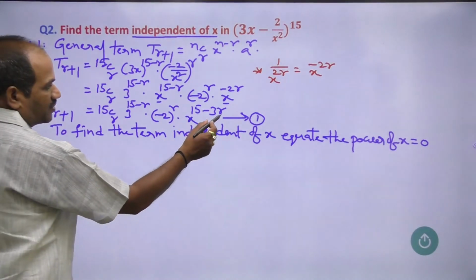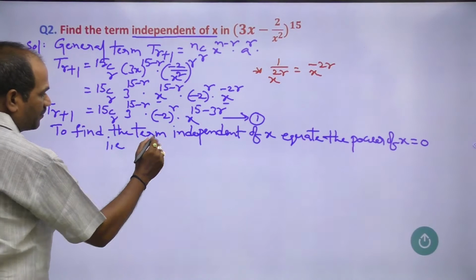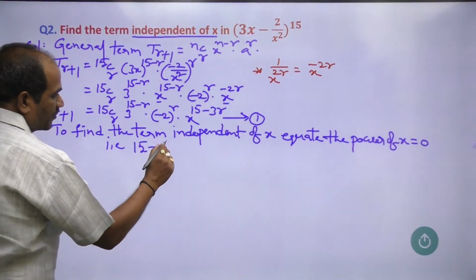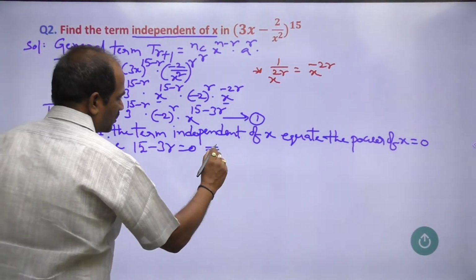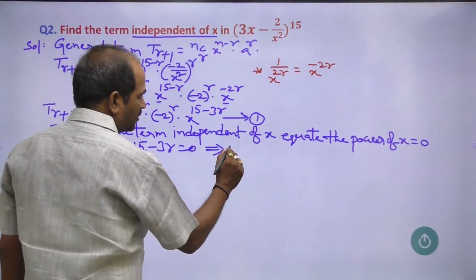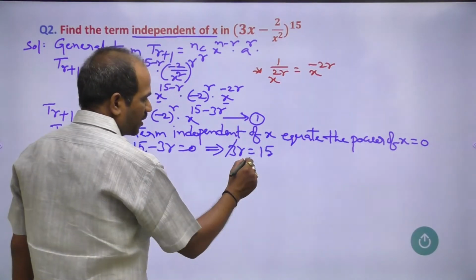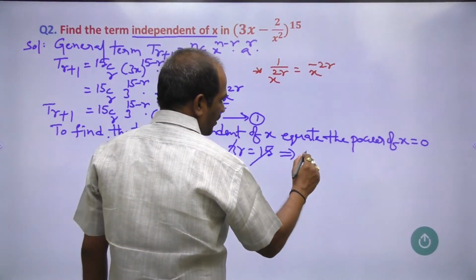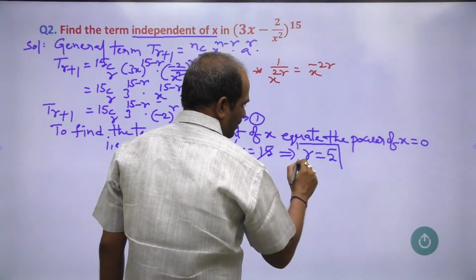See here, in this power of x, this power value is 0. So that is 15 minus 3r. 15 minus 3r is equal to 0. So that implies, taking this side, 3r is equal to 15. So 3 and 5 times get cancelled. That implies r is equal to 5. This is the r value.